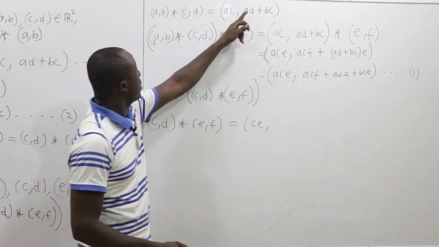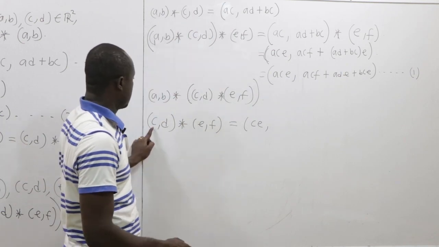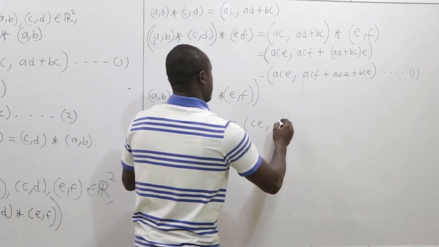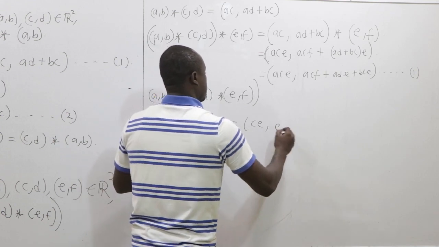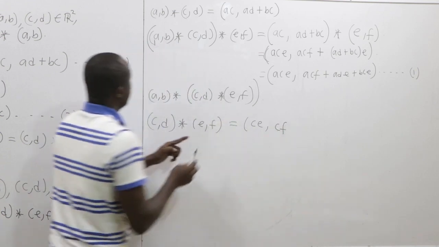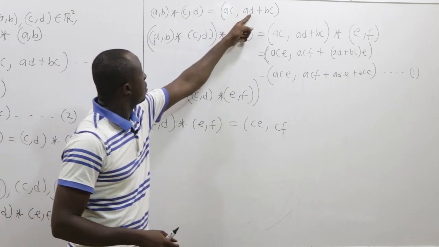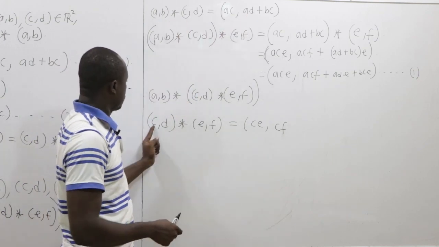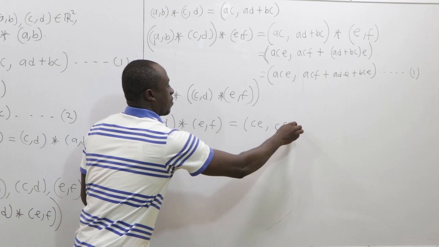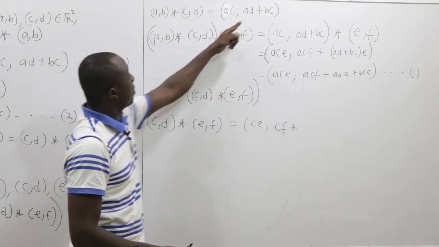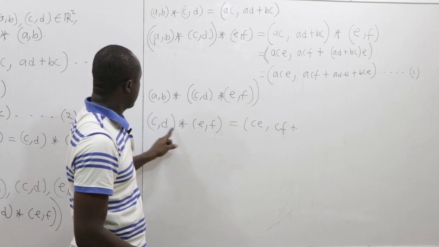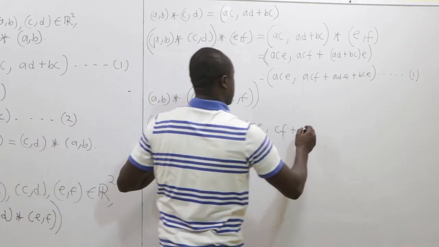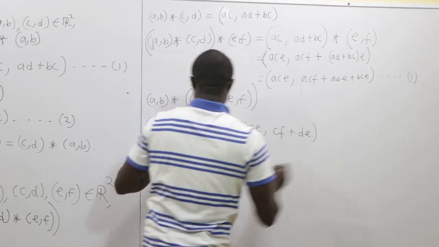Now it is saying what? AD. So that is CF, and then AD, so C and F plus. Now BC. What is our B here? And then what's our C here? E. So that is DE.